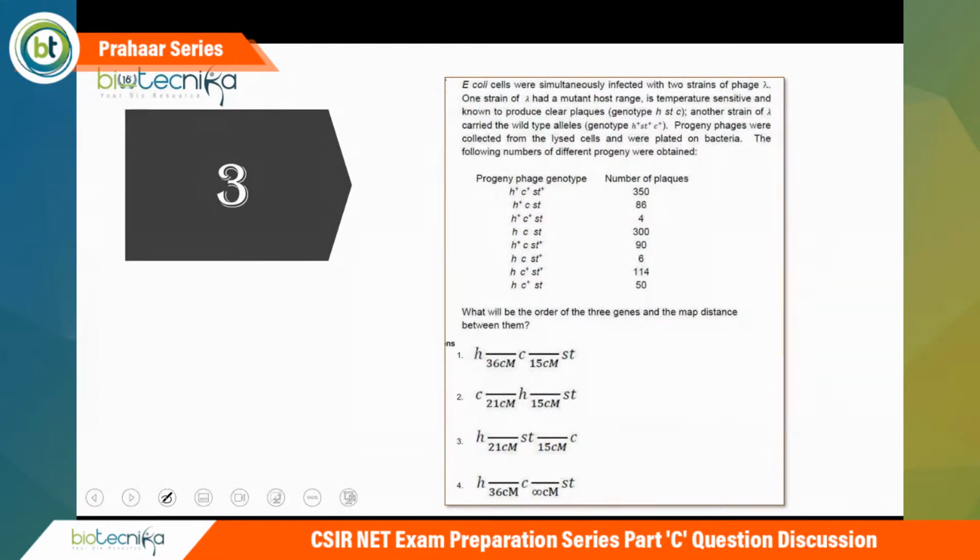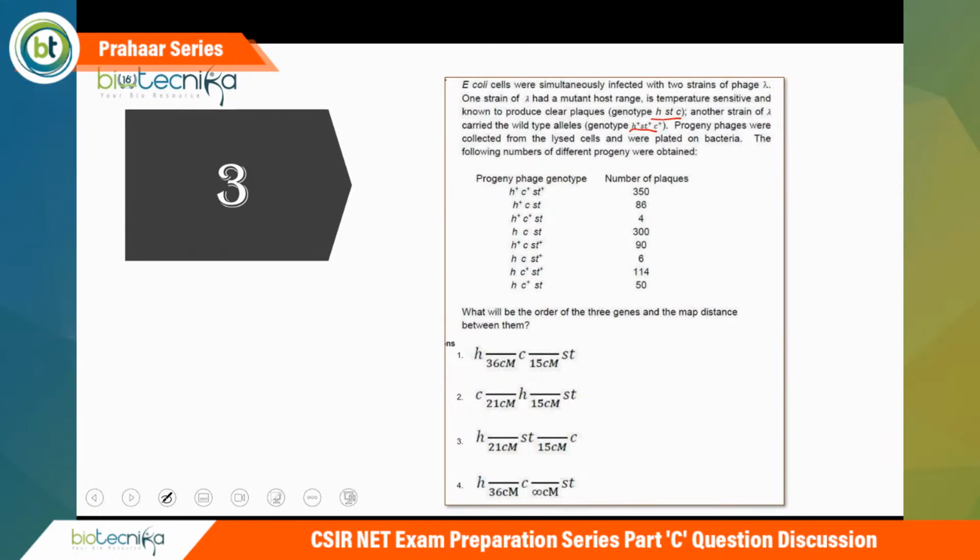Yes, next, what do we have here? Next question. E. coli cells are simultaneously infected with two strains of phage lambda. One strain of lambda phage has a mutant host range, is temperature sensitive, and is known to produce clear plaques. Its genotype is H S T C. Another strain of lambda phage carried the wild type alleles, genotype H plus, ST plus, C plus.